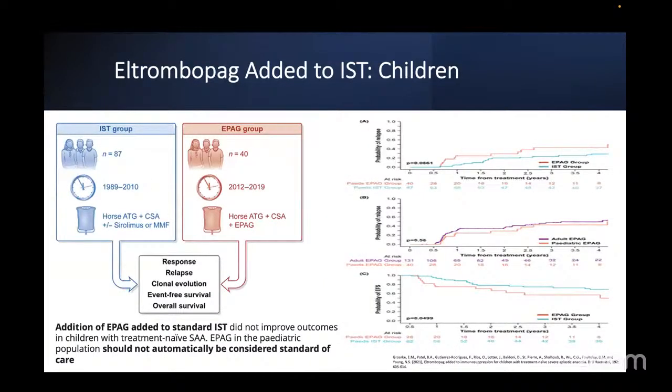Again, in children, addition of Eltrombopag to the standard IST did not improve outcomes in children with treatment-naive severe aplastic anemia. So, addition of Eltrombopag alone in pediatric population should not be considered as the standard of care. But when it was given with IST, it did improve some outcomes. We have a couple of our patients who are in the pediatric age group who have been treated with horse ATG with Eltrombopag triple IST, and currently they are on follow-up with us. So our own data is still in the maturing stage.